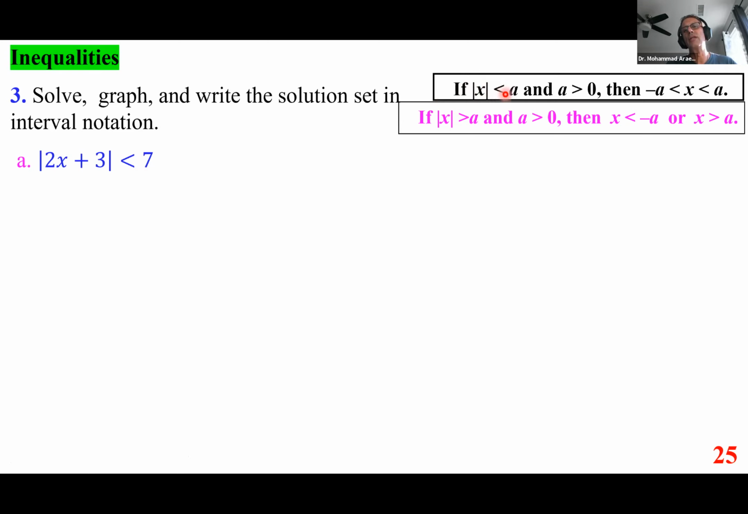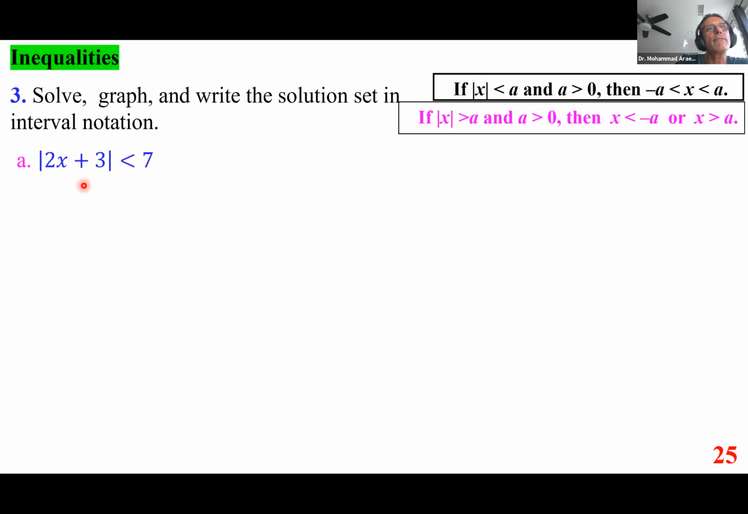If the absolute value of x is less than a and a is positive, then x is sandwiched between the two values. By the way, if a is negative, there is no solution, because absolute value by definition is distance from 0. And in the worst case scenario, absolute value is equal to 0. Remember that.